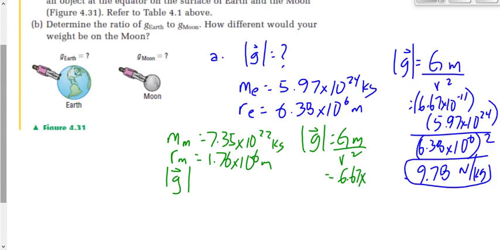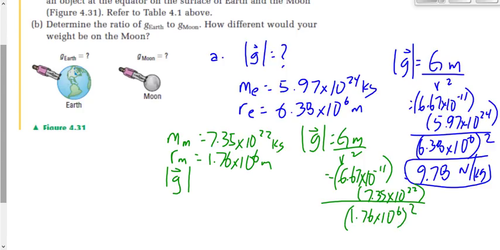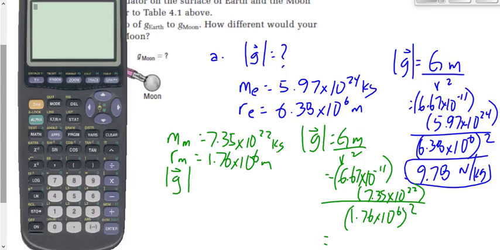6.67 times 10 to the minus 11 times the mass of the moon, divided by 1.76 times 10 to the 6, and we square that. Let's get the number on the bottom first, because that's what we do. Makes it a little bit easier to do the calculation. Let's square that. Let's say 6.67 times 10 to the minus 11 times 7.35 times 10 to the 22 divided by what we just got. It gives me 1.58. Well, that's quite a bit lower, isn't it?